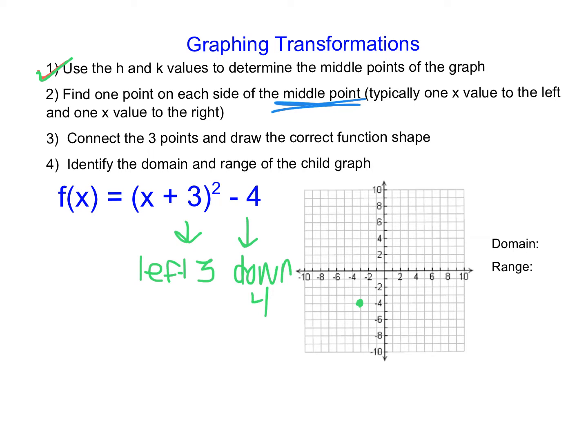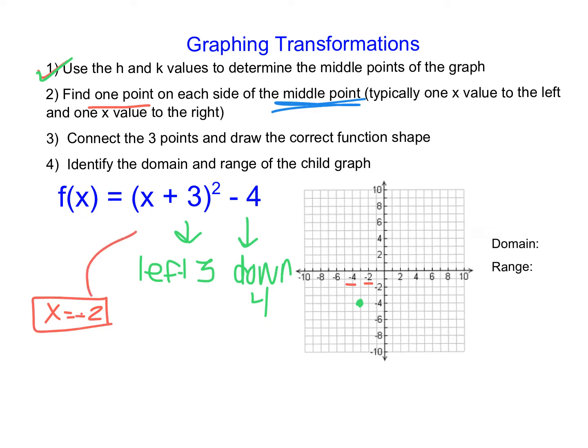And now, because all we're doing here is making a sketch, we don't need a super full-blown large graph with 5 to 10 points. We just need a brief sketch of this graph. So I'm going to find one point on each side of that middle point. And typically what I do is I go one x value to the right, so here I see negative 2, and one x value to the left, which is negative 4. So I'm going to calculate what the y value is when x is negative 2 and when x is negative 4. So we're going to start off here with x is equal to negative 2.